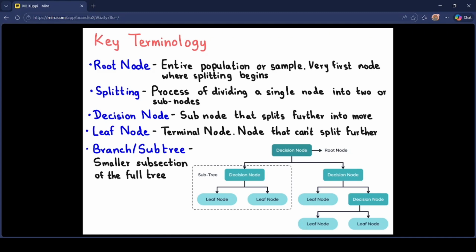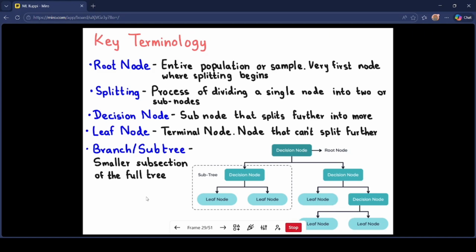And then a decision node is a subnode that splits into further nodes. So these dark green boxes are decision nodes because they can be broken down into more nodes. And then a leaf node is a terminal node. So that means the node cannot be split further. All of these light green ones don't have more children. There are no more child nodes. So these are leaf nodes.